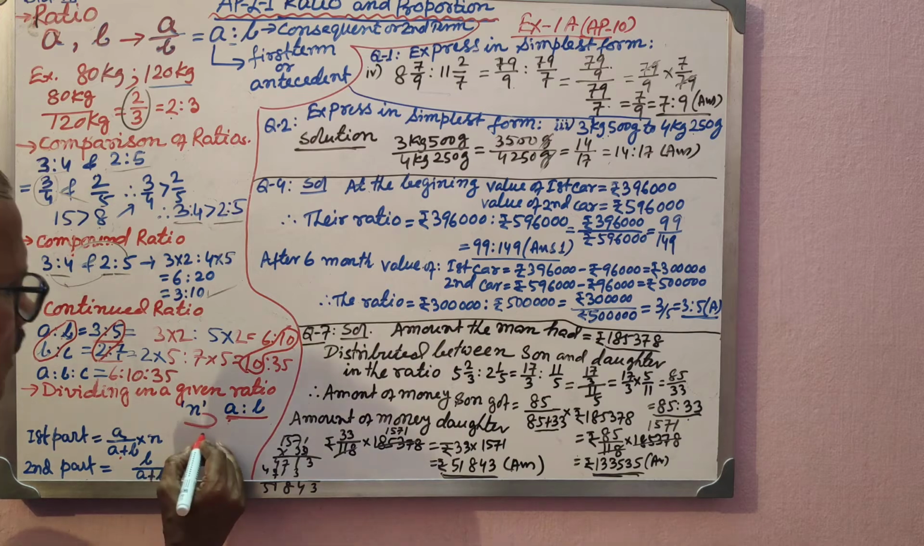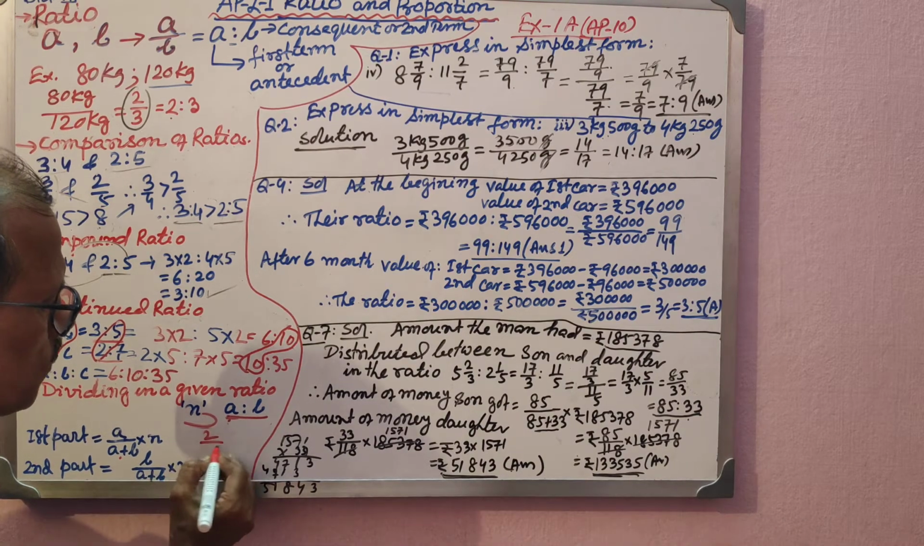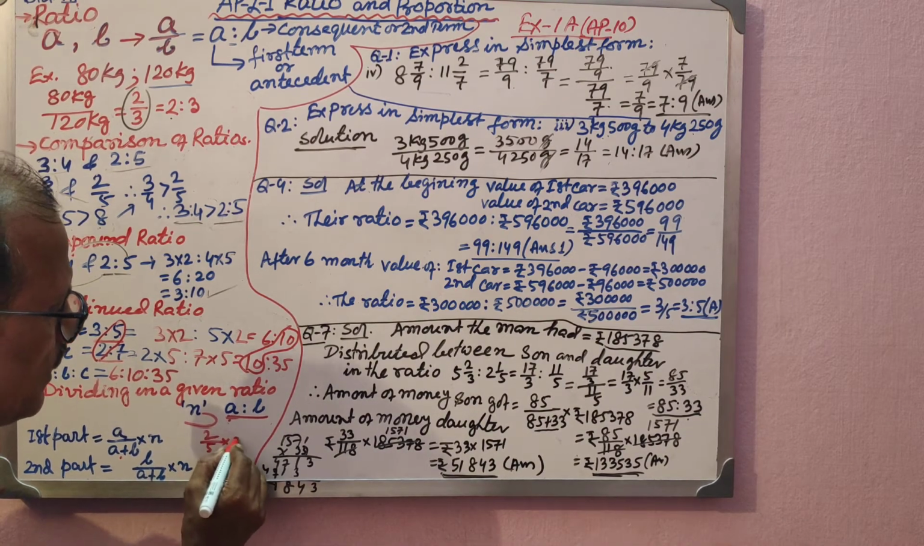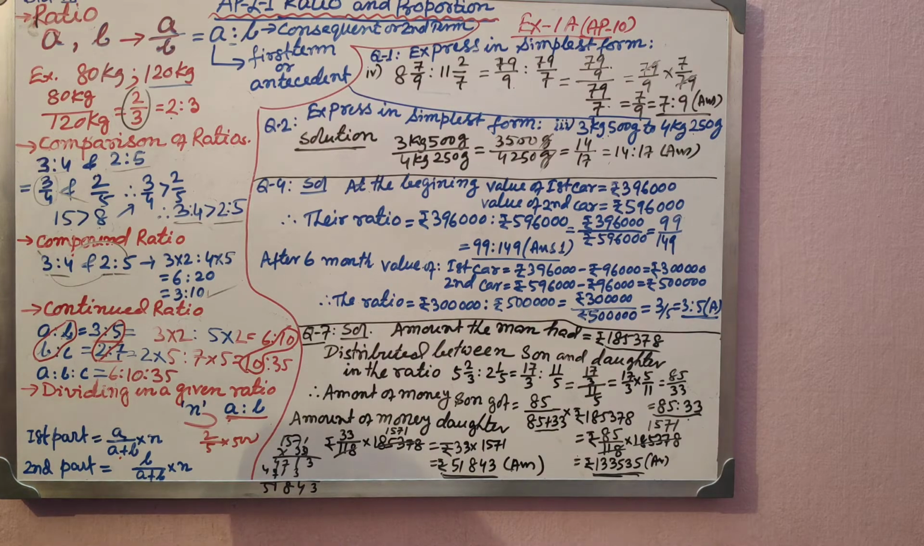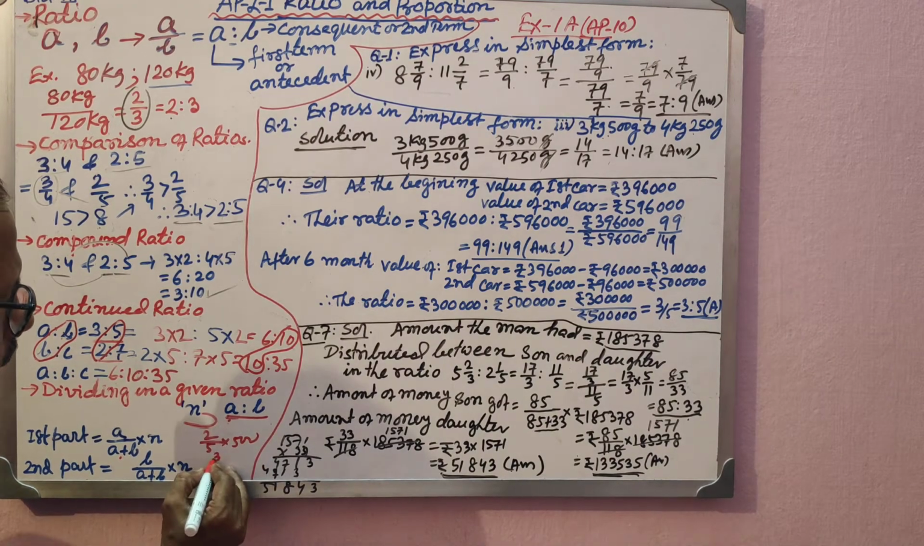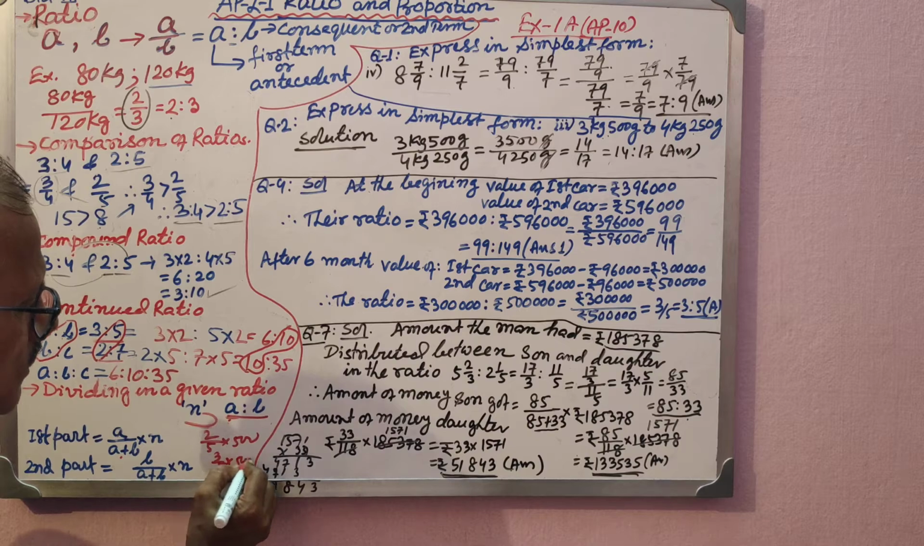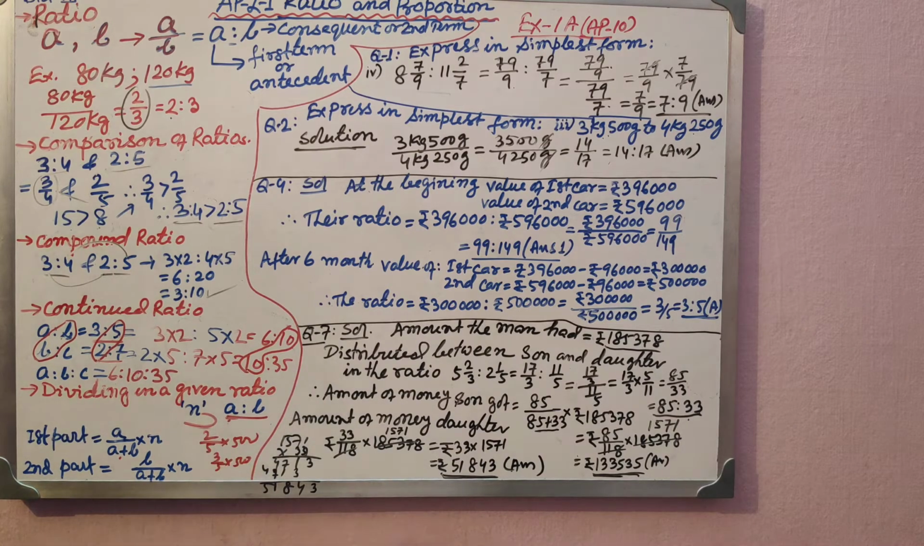Suppose 500 rupees is given to you in the ratio 2 is to 3. The first one will get what? 2 is to 3 means 2 plus 3 is 5, so 2 by 5 into 500. Could you understand? The second one will get 3 by 5 into 500. This will be the amount. So the first part will be A divided by A plus B into n. The second part will be B, its own term divided by the sum of the ratio, into the total quantity.